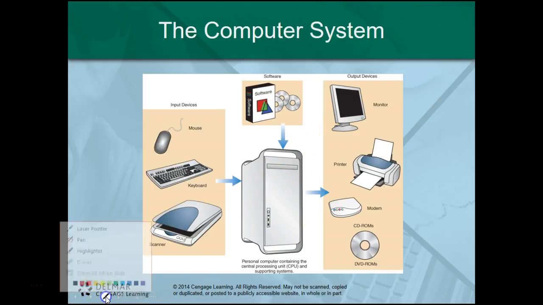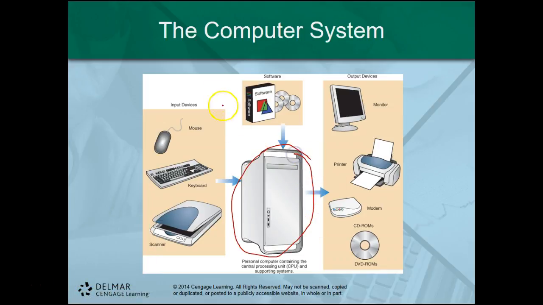Let's see if I can find my pen. So we have the CPU here, and then we have input devices over here, and those include things like a mouse, a keyboard, a scanner. It's going to be anything. You can use a microphone, anything that's going to put information into the computer. And then we have output devices over here, and those include things like monitors, because whatever you put into the computer on the keyboard pops up on the monitor back out to you, printers, modems, and then things like CD-ROMs.